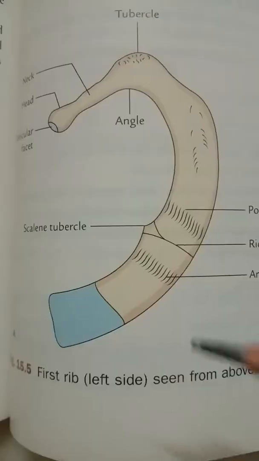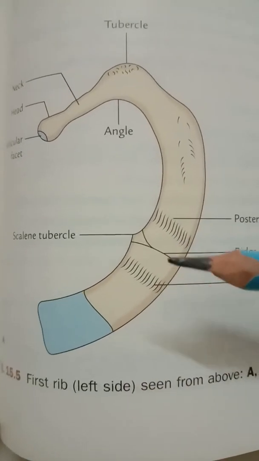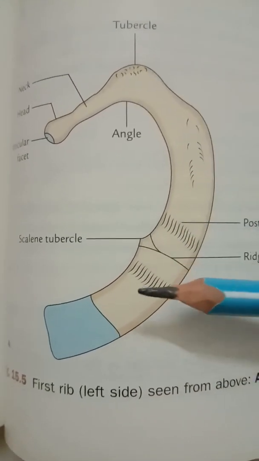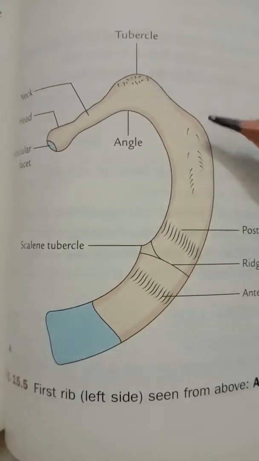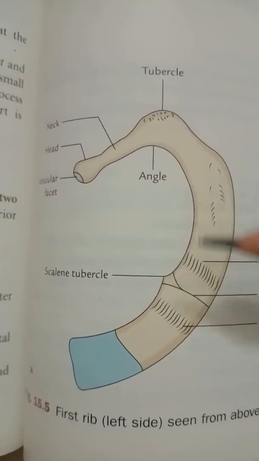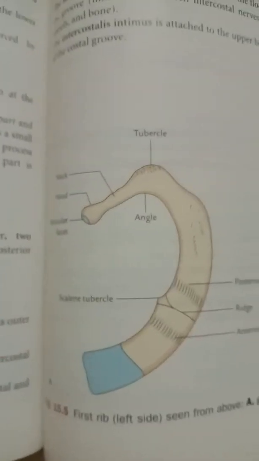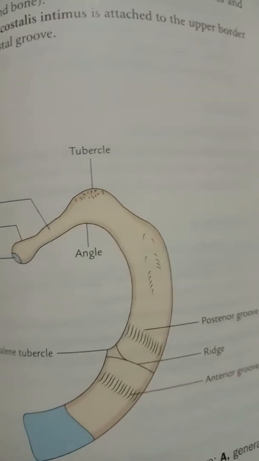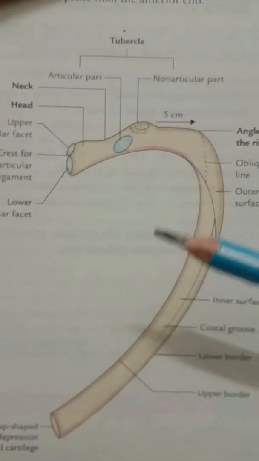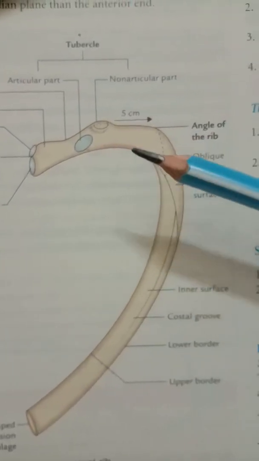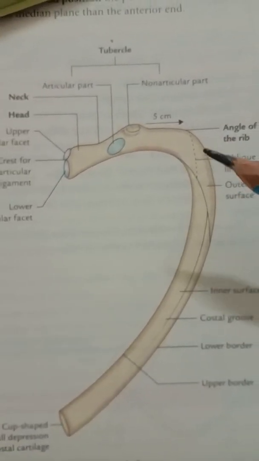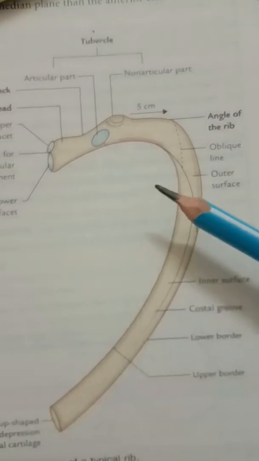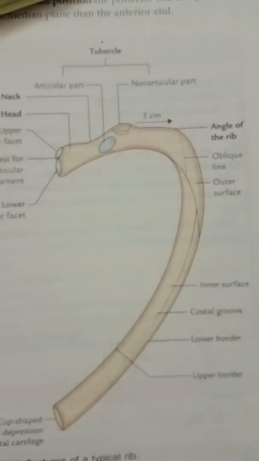So secondary centers, they develop about the 16th year and unite with the rest of the bone at the age of 25 years. After that, let's see the ossification of the typical rib. So the typical rib ossifies from cartilage, from one primary center and three secondary centers.